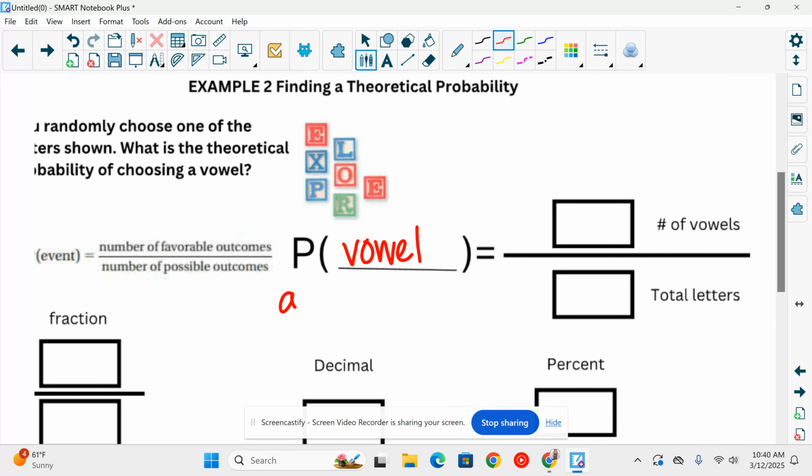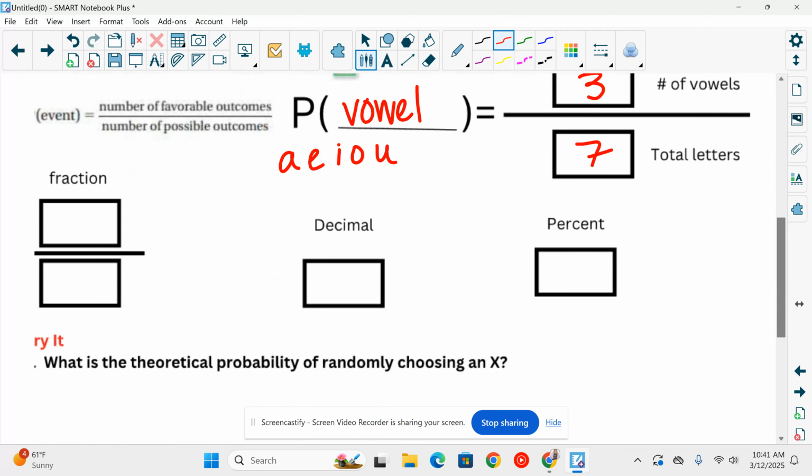Vowels are A, E, I, O, and U. How many vowels are in this bucket right now? 3. Out of how many total letters? How many total letters are over here? 7. Out of a total of 7 letters. That's our probability. We have a 3/7 chance of pulling a vowel.